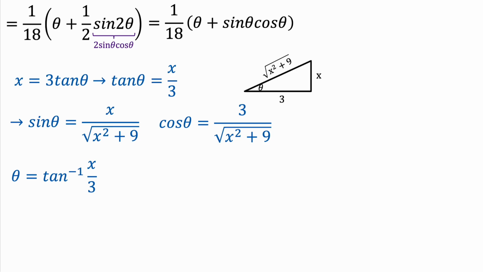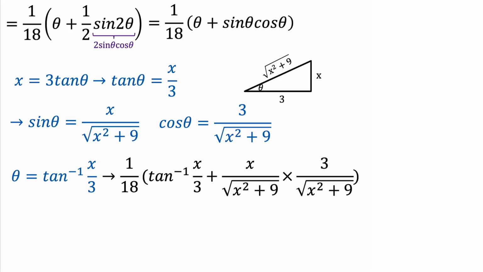Now, please pay close attention. The final result of the integral was 1/18 of theta plus sine theta multiplied by cosine theta. I found cosine theta with the help of my triangle, and I also found sine theta using the same triangle. I can then easily substitute these values, and the result of the integral will be obtained. Let us move on and solve another problem.